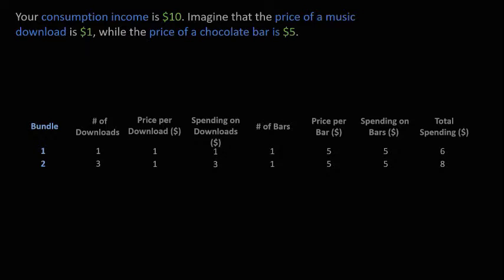Now imagine bundle 2 is 3 downloads and 1 chocolate bar. This bundle costs us $8. And bundle 3 is 5 downloads and 5 chocolate bars. It costs us $10. Bundle 4 is downloads and no chocolate bars. It costs $10. Bundle 5 is no downloads and 2 chocolate bars, so this one costs us $10.